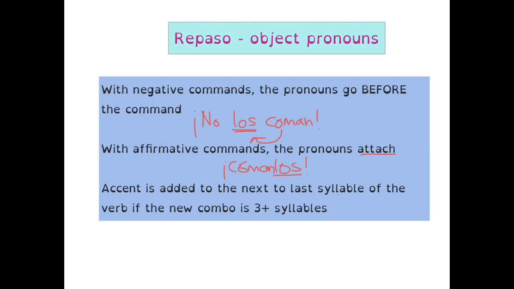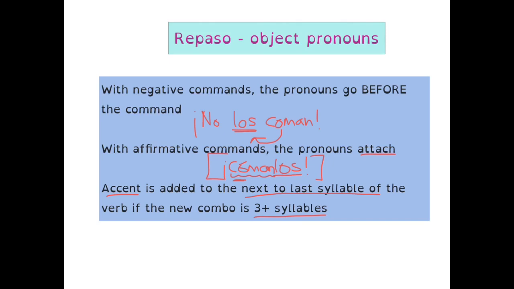Why is that there? Well, there's a rule in Spanish. Basically, whatever the new combination is once you add the pronoun, you need to count the number of syllables. If it's 2 syllables or less, you don't need to do anything. But if it's 3 syllables or more, we need to add an accent mark to the verb. So where does that go? It's going to go on the next to last syllable of the verb before the pronoun is added. So in that case, if we have just the verb, coman, 2 syllables, the next to last one is this right here, and we know accents can only go on vowels, so it would go over the O.